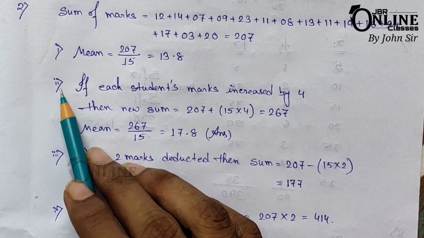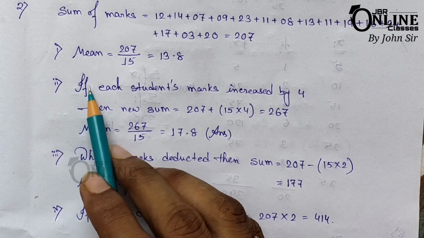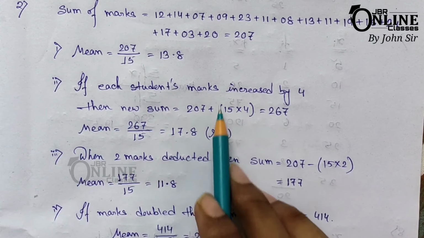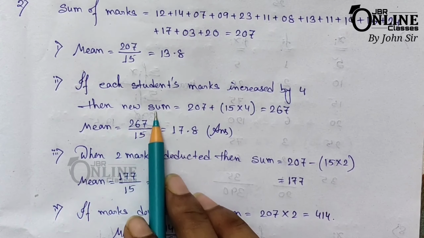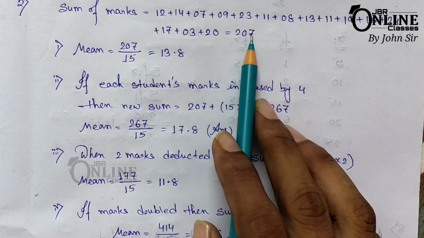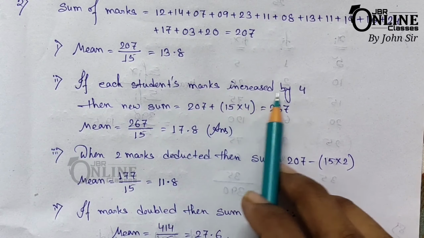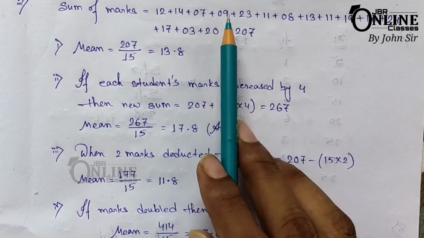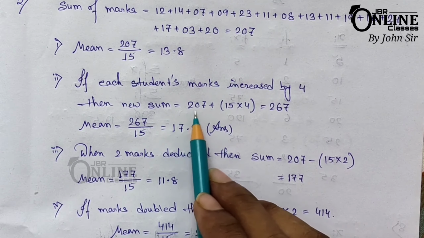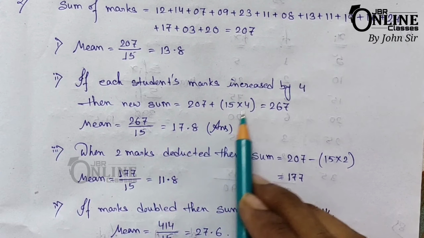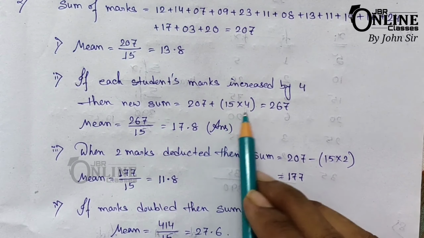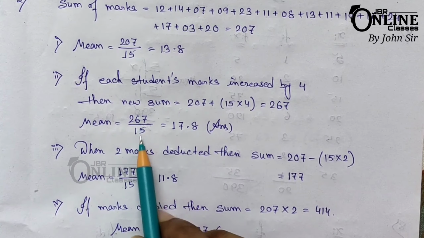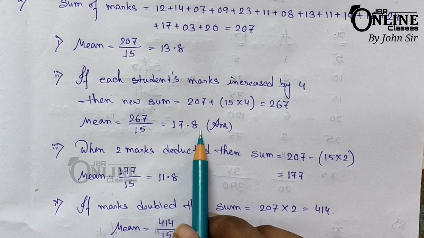Now the second one, the mean of their marks when the marks of each student are increased by 4. So if each student's marks increased by 4, then the new sum equal to the previous sum was 207, and if each student's marks increased by 4, that means 12 plus 4, then 14 plus 4, then 7 plus 4, then 9 plus 4. So you can just write down 207 plus 15 into 4, as 15 is the total number of students. So the new sum will be 267. Then the mean will be 267 by 15 that equal to 17.8.